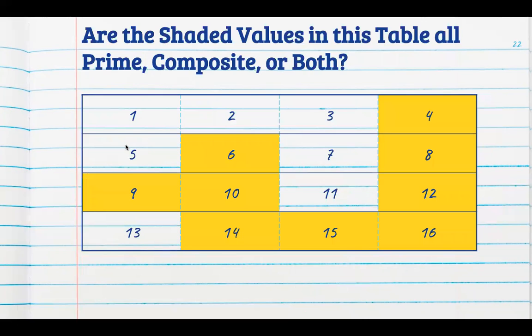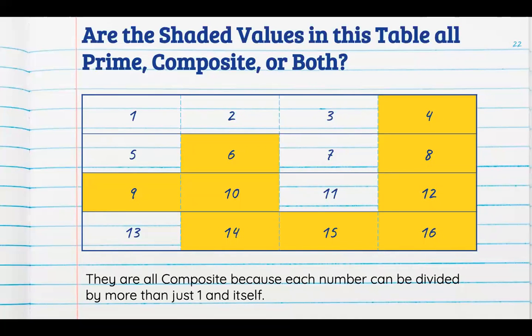So in this table, some values are highlighted. Are the shaded values in this table prime, composite, or prime and composite? So take a couple minutes, pause the video, and work this out on your own. All right, I'm assuming you've had a go at it.